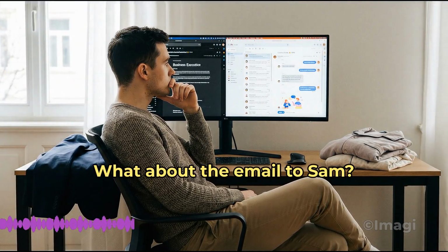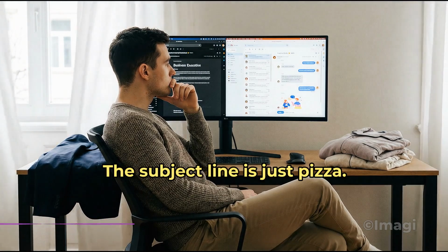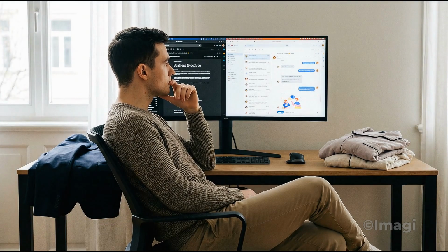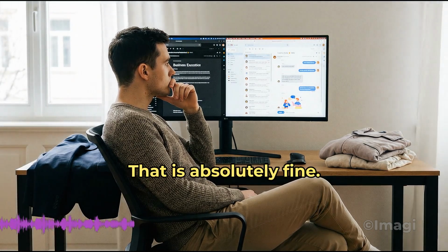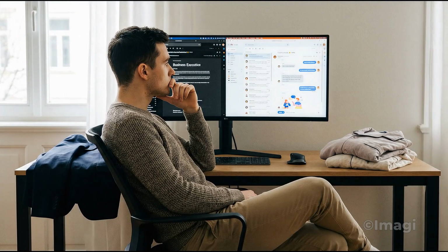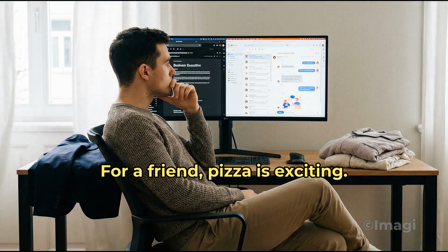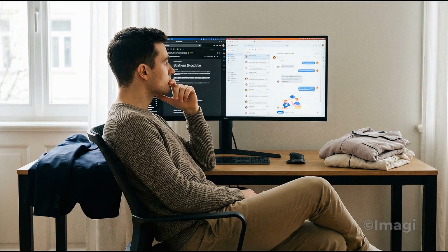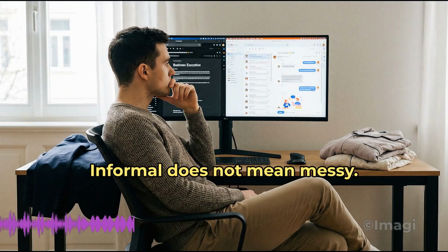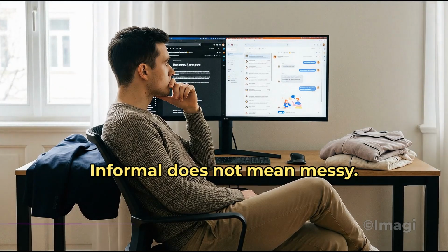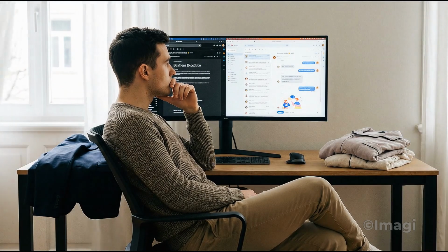"Okay, what about the email to Sam? The subject line is just, pizza?" Maya laughs. "That is absolutely fine. For a friend, pizza is exciting. It gets straight to the point. Informal does not mean messy. It just means efficient and friendly.